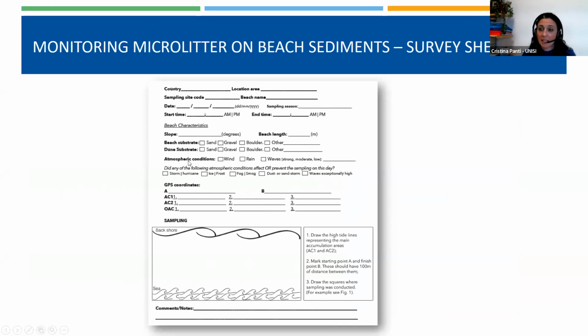Here are the sampling sheets, the survey sheets. So it's very important to write down the location of the beach, the sampling date, the characteristics of the beach, and to locate in this kind of scheme the number of transects and the plots that you performed, and the coordinates of each plot.